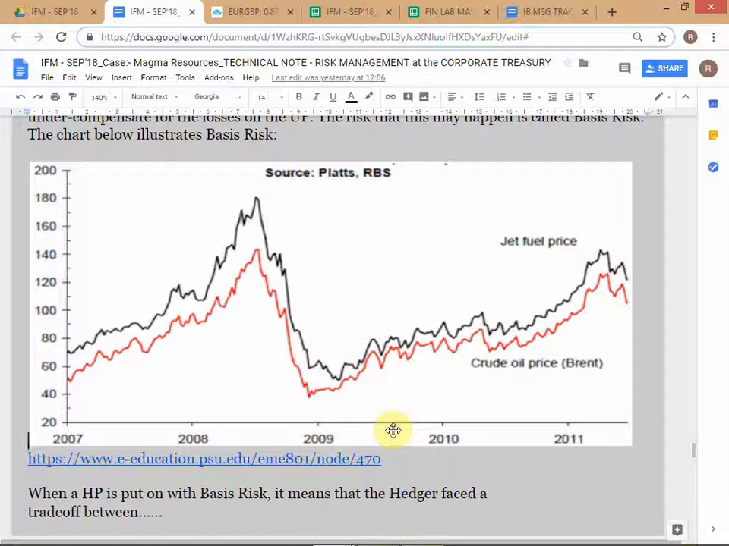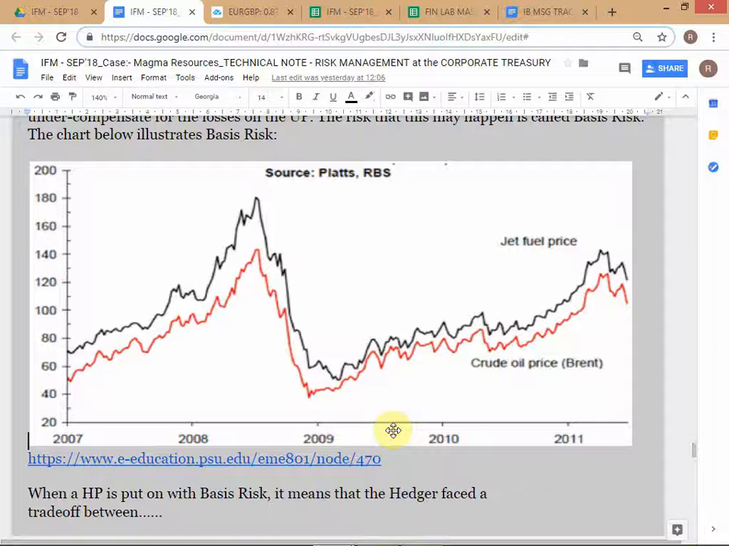So we looked at two options that the airline has. One is to do nothing about its outright jet fuel exposure. And the other option is to hedge that short jet fuel position with a long position in crude oil futures. So you have a short outright position in jet fuel and you hedge that by taking an outright long position in crude oil futures. Obviously, because the underlying exposure is short, the hedge position has to be long.